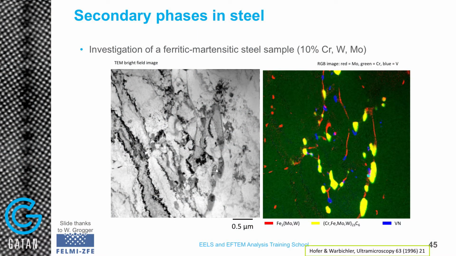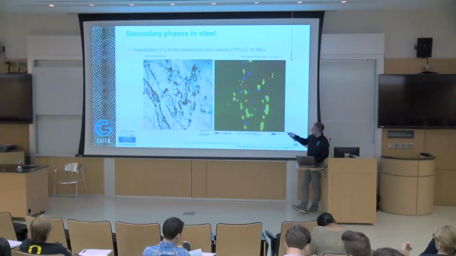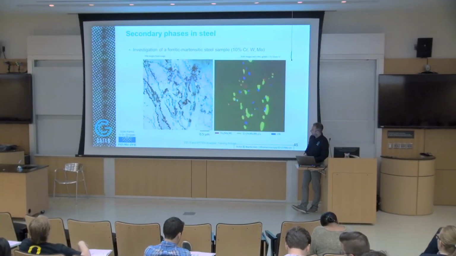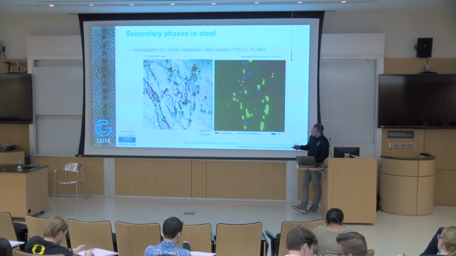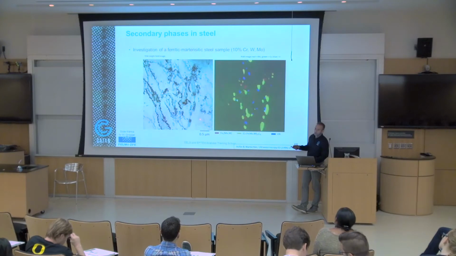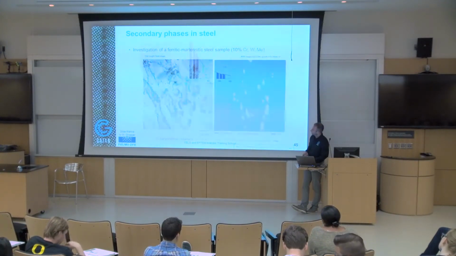That's an example. Secondary phases EELS, it just gives you the amount of elements in there. And you can see the scale. This is a very small scale. So actually, F10 is pretty good if you want to do low magnification studies, and it's also relatively fast.